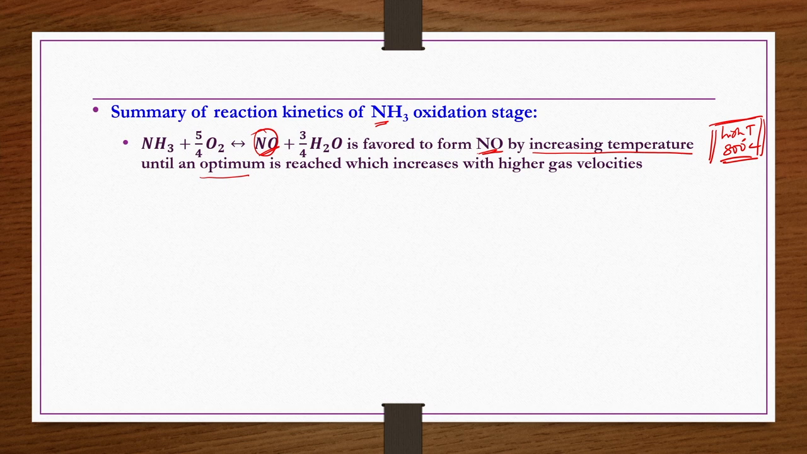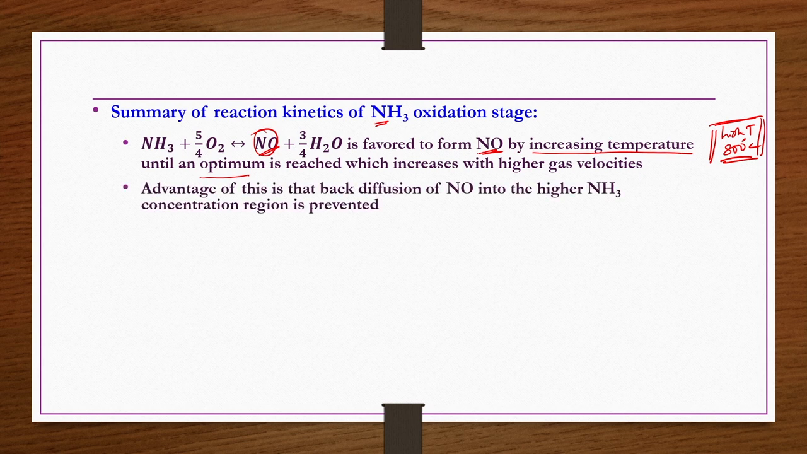So for the main reaction to occur, the temperature has to be as high as possible, up to 800 degrees centigrade in the catalytic reactor zone. The advantage of this is that back diffusion of NO into the higher ammonia concentration region is prevented. In such catalytic reactors, in the catalytic zone we have seen in the shell and tube section, the top section has 10 to 30 sheets of a platinum rhodium alloy, which are in wire form. Within that small region, 10 to 30 sheets are there.